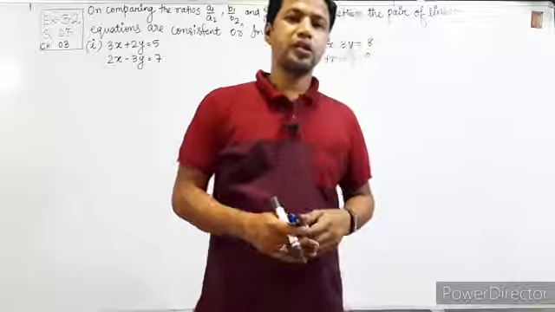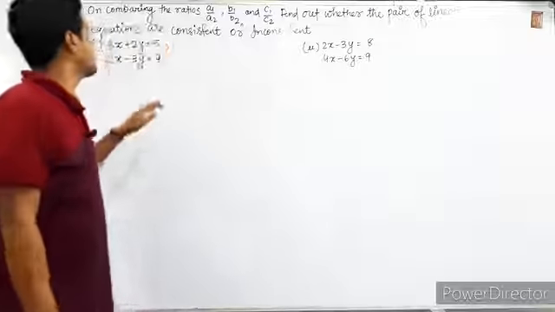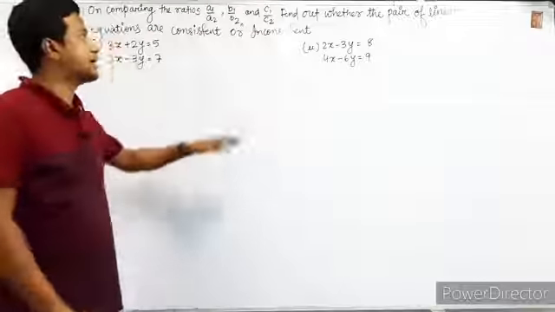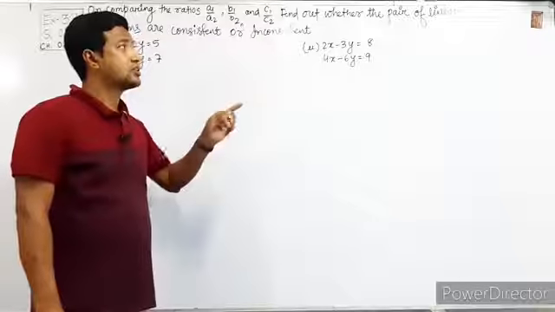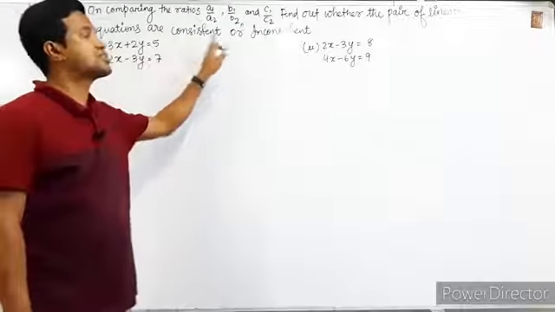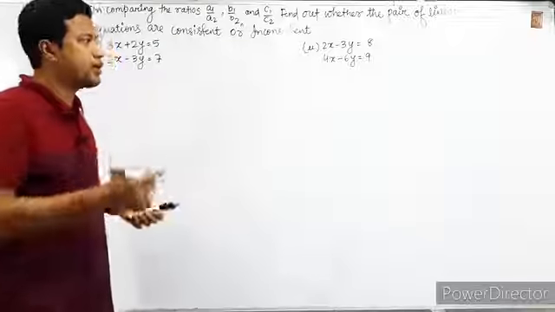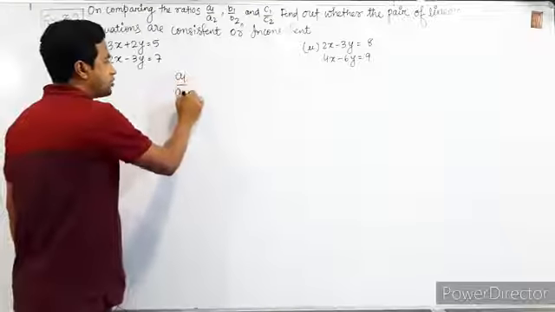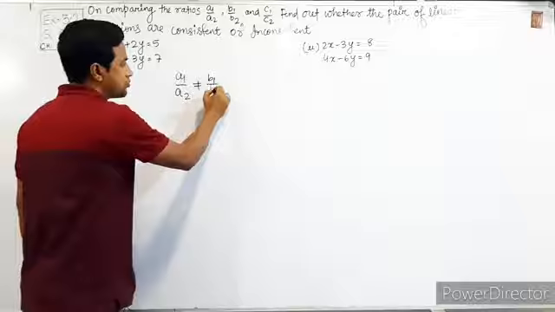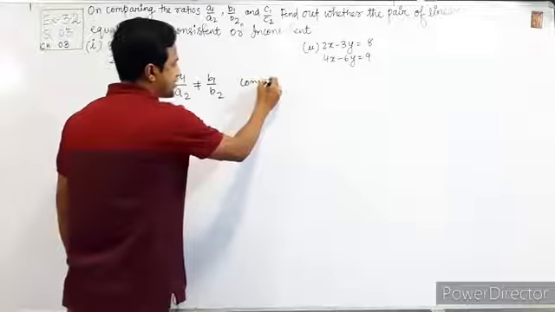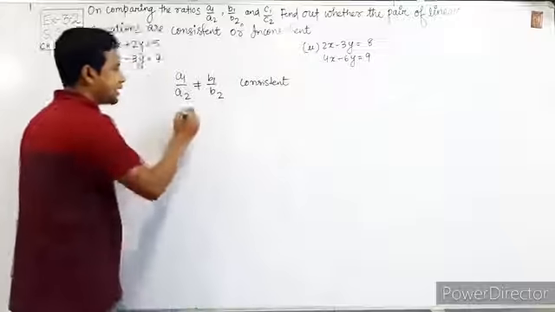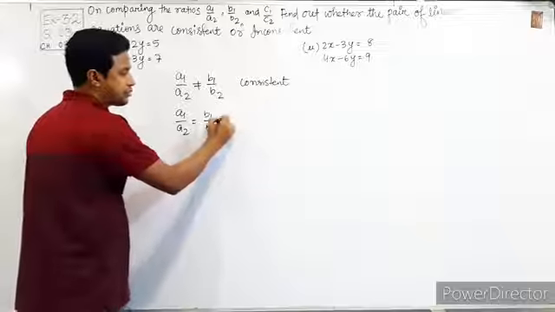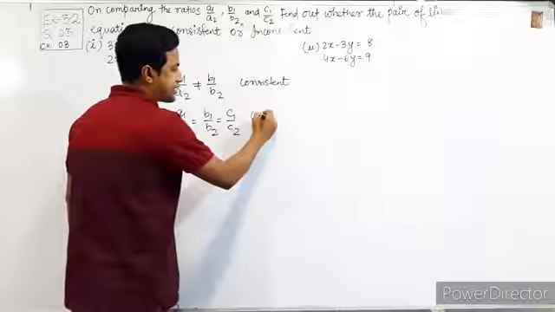In that question, let's read out question number 3. It says that on comparing the ratios a1 by a2, b1 by b2 and c1 by c2, find whether the pair of linear equations is consistent or inconsistent. Already we have found what consistent and inconsistent mean. If a1 by a2 is not equal to b1 by b2, then the system is consistent. Similarly, if a1 by a2 is equal to b1 by b2 is equal to c1 by c2, again you will get consistent.